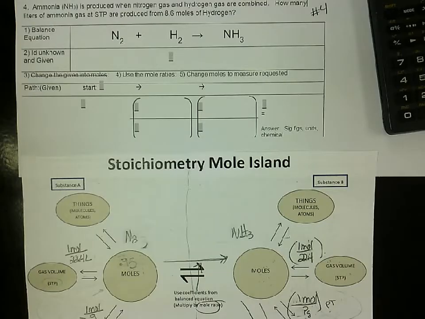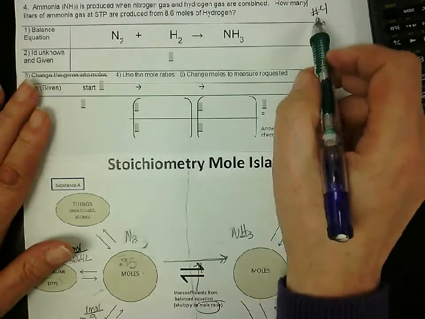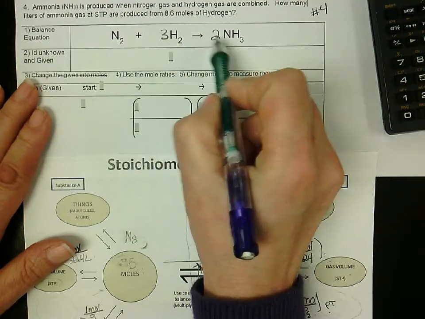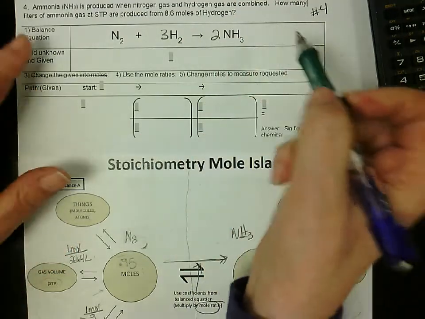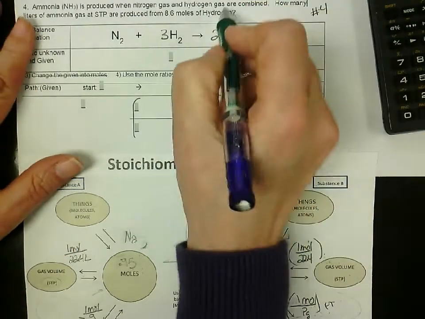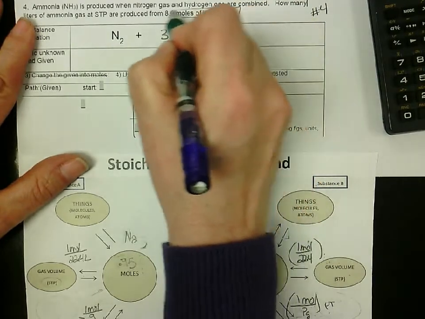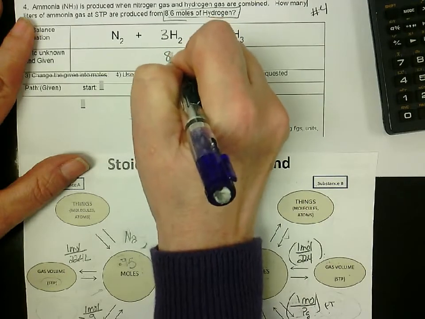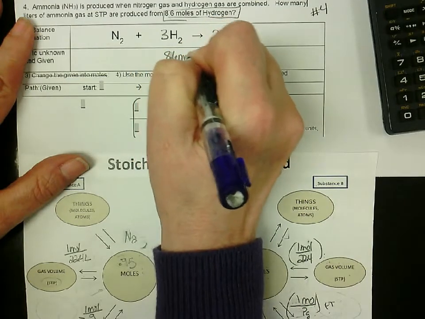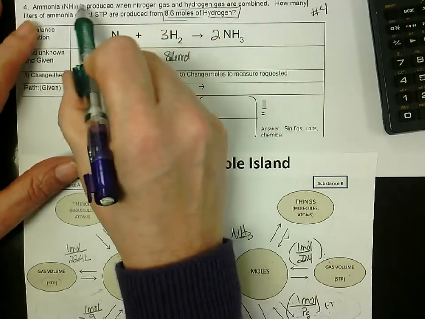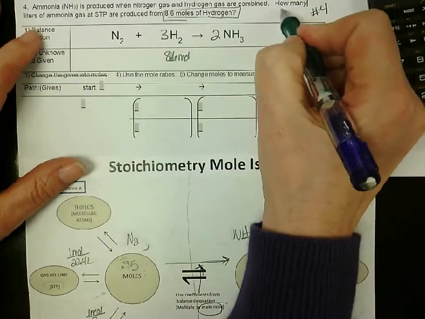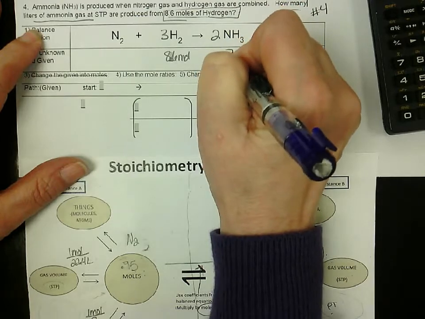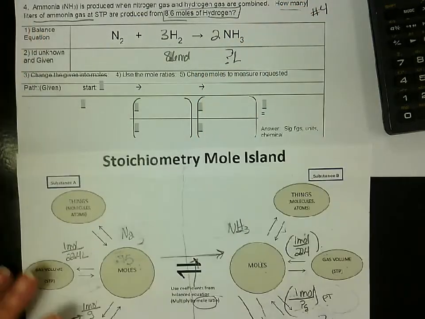So now we're on problem number 4. Again, you have to balance. If you don't have a balanced equation, you can't do the right coefficients. And then we have to ID. I'm given 8.6 moles of hydrogen gas. And they asked me to find how many liters of ammonia gas? Question mark, liters at standard temperature and pressure.